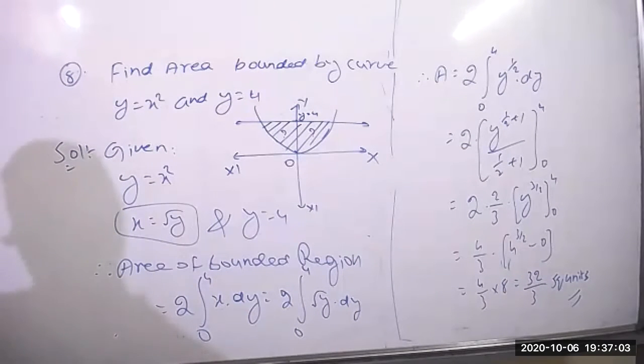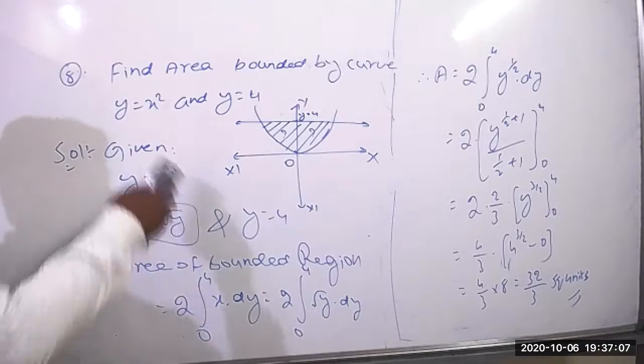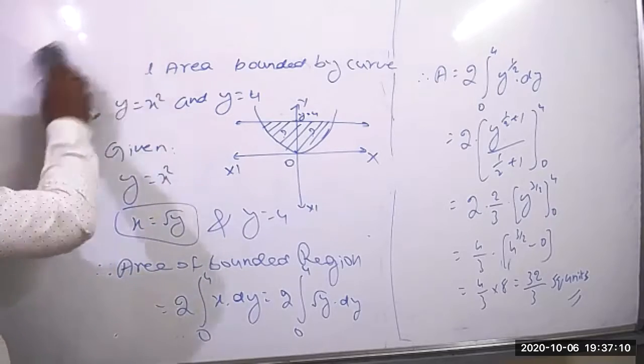One more is a different question. It's not a parabola. If they give a normal line and some other lines, then how do we find the area of the bounded region?